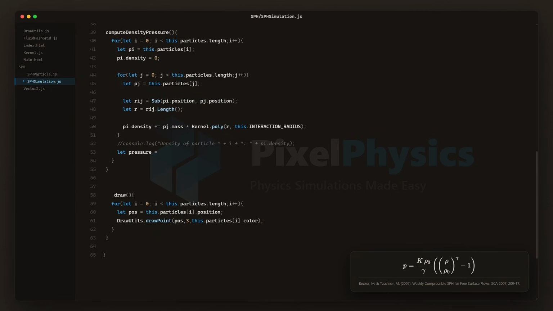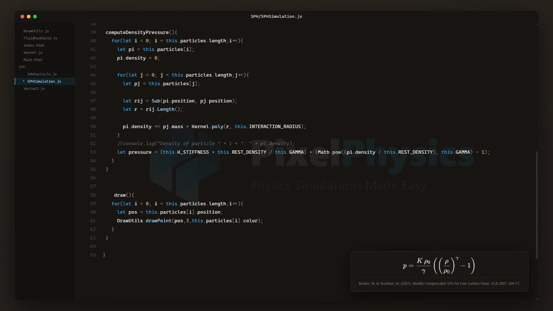For this, we will create a new variable called pressure, and then we will calculate the first term of the equation. This is just the stiffness, the K constant, times the rest density divided by the gamma. And then we can add the rest of the equation. This is just using math.pow, multiplying the density divided by the rest density, to the power of gamma, and then all the stuff minus 1, and this is the Tait equation.